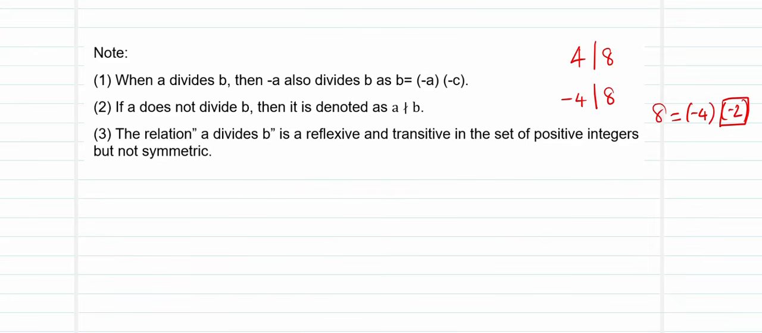relation. If a does not divide b, it is denoted by the symbol a, a vertical line with a slash, b. So a does not divide b. This is how we read it.